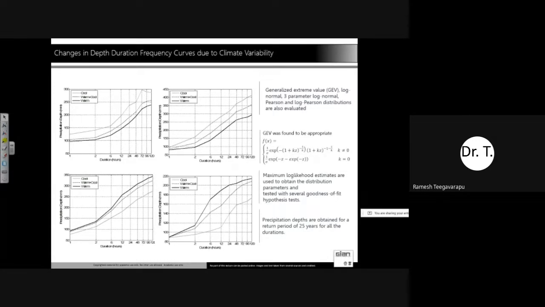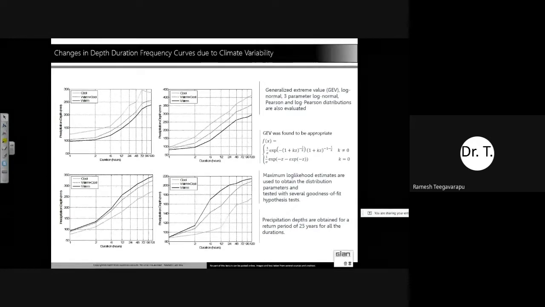Now you can see that when we evaluate the data from just the cool phase, just the warm phase, and the entire data, sometimes your depths are higher in the warm phase, sometimes your depths are higher in the cool phase, and the entire data stays in the middle. So that indicates that even the temporal distributions of rainfall, the intensity, duration, frequency relationships, are changing with respect to climate variability, not only climate change.